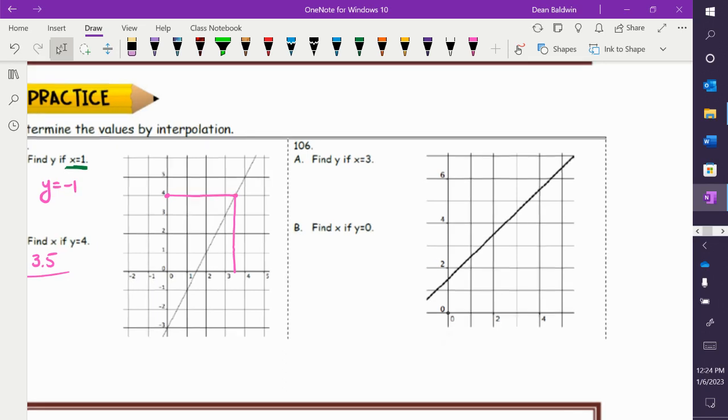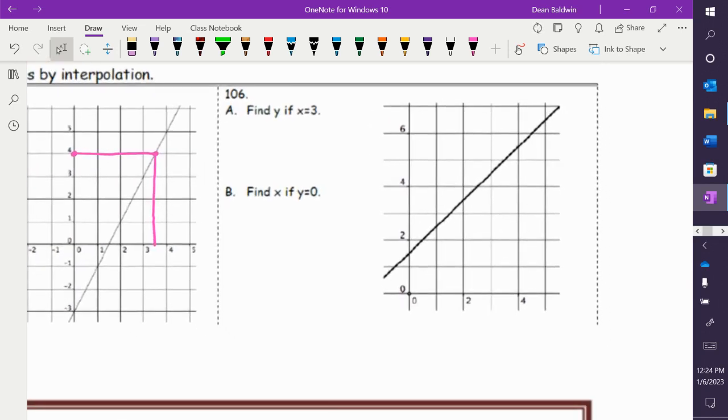Okay, what about this one? If x is equal to 3, so find x is equal to 3, go up till you hit the graph. Again, they give us a nice decimal. Why they do that, I don't know. So we'll just call that 4.5.